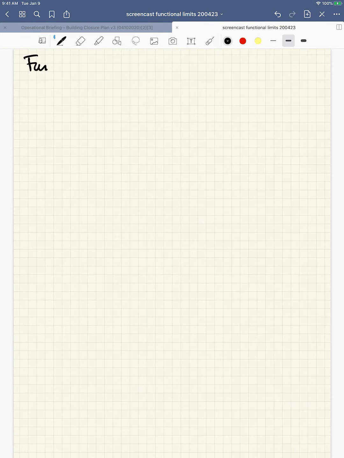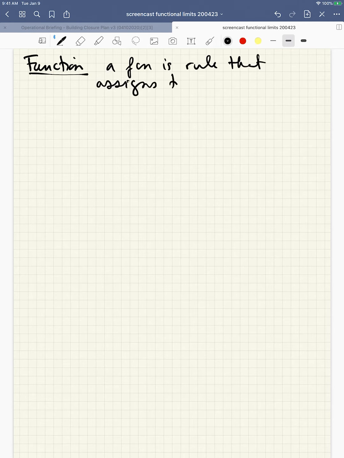So remember what functions are. A function is a rule that assigns to each input a unique output. All right, you learn this in pre-calculus, you talk about it again in calculus, and it becomes just sort of the way we mathematicians think about ideas. We think of them from a functional perspective.